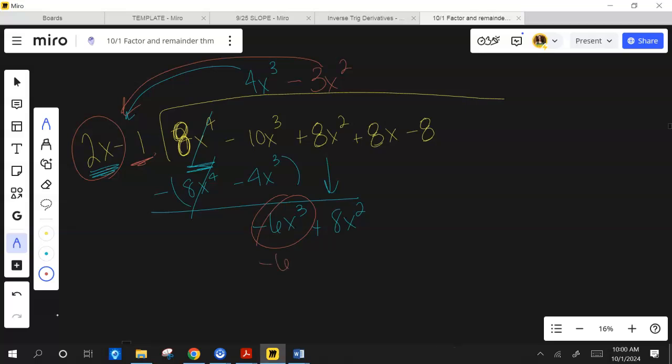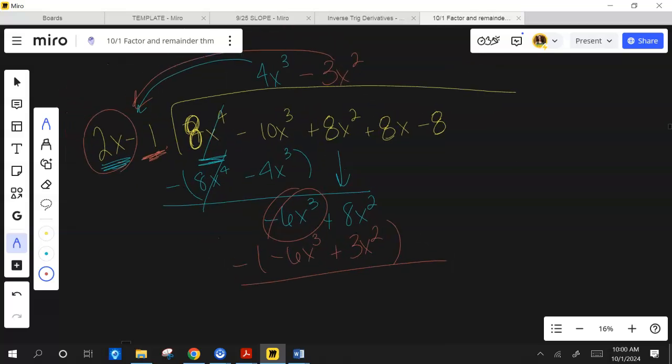Negative 6x to the third. Now times it by negative 1 plus 3x squared, right? And I'm subtracting all of this. 8. I did what? Did I do it bad? Oh, I did do it bad then.